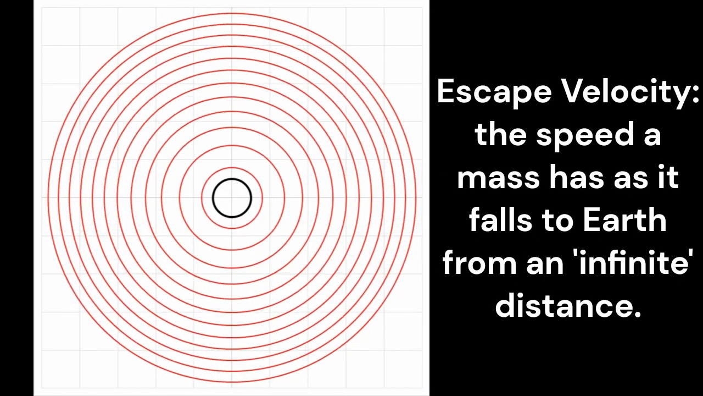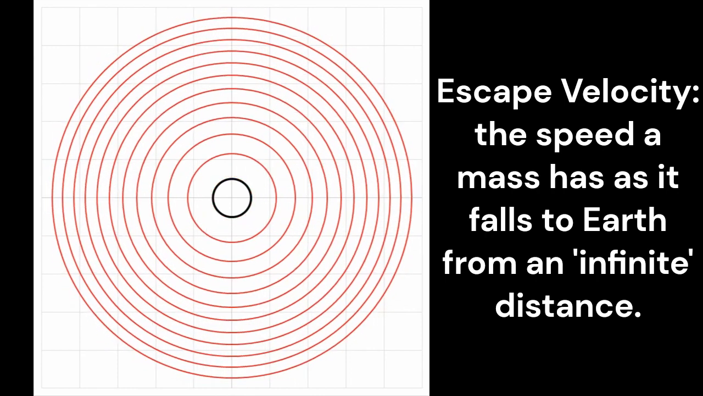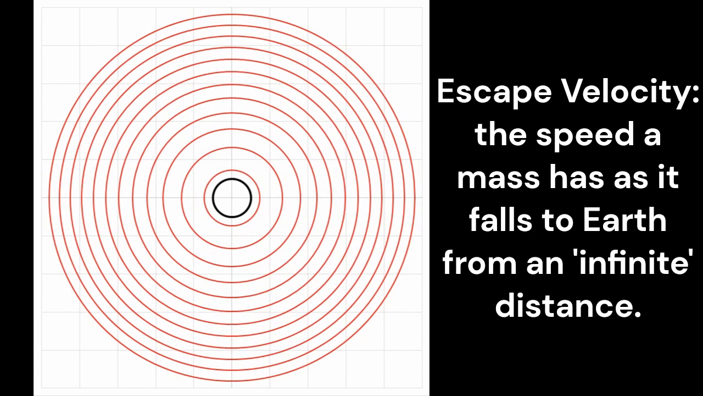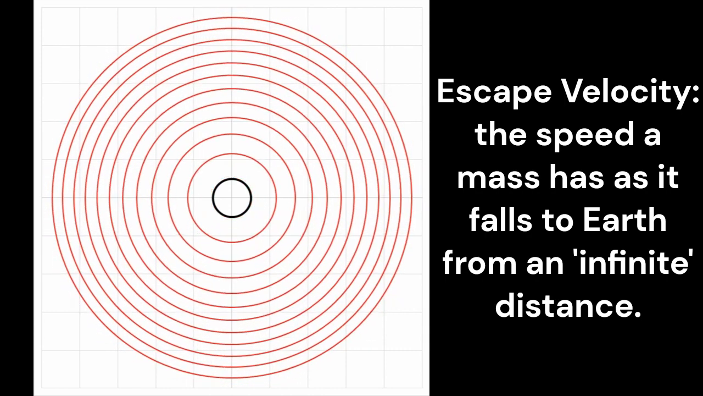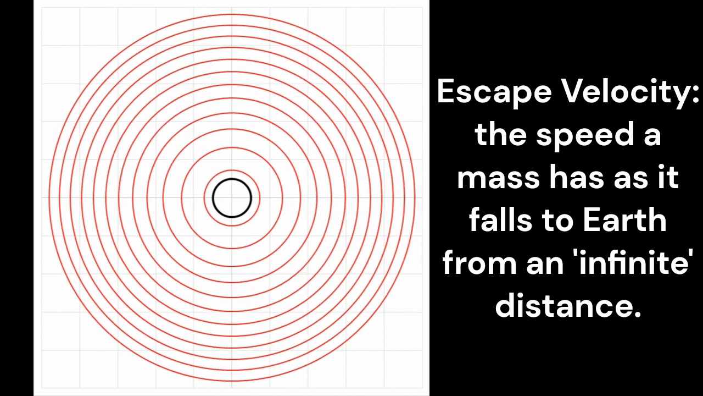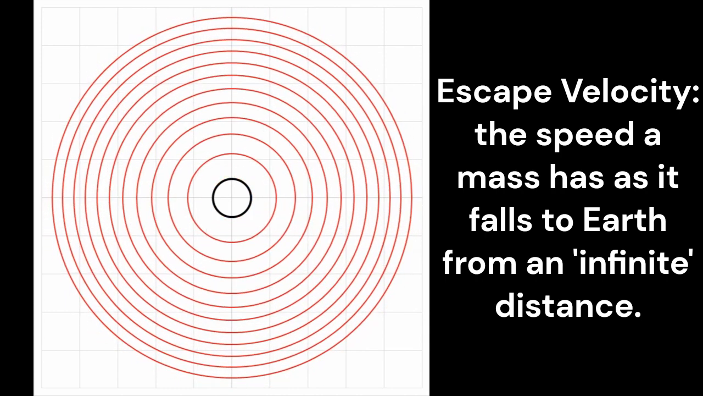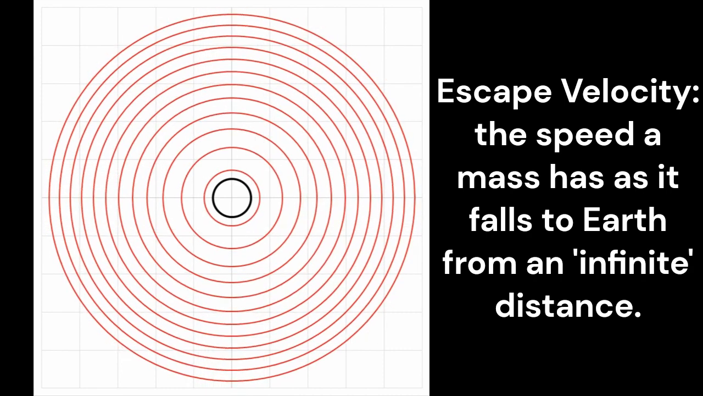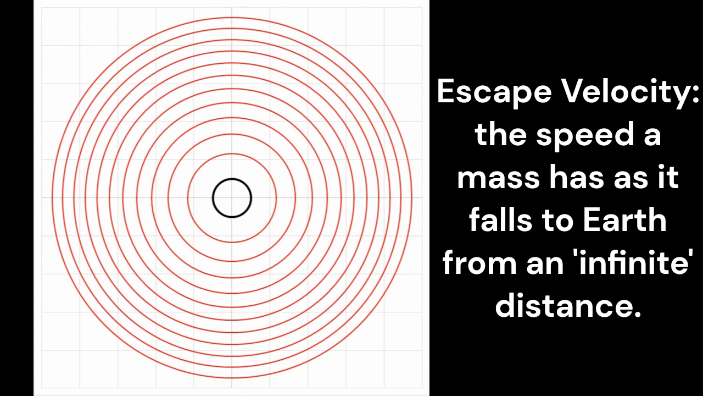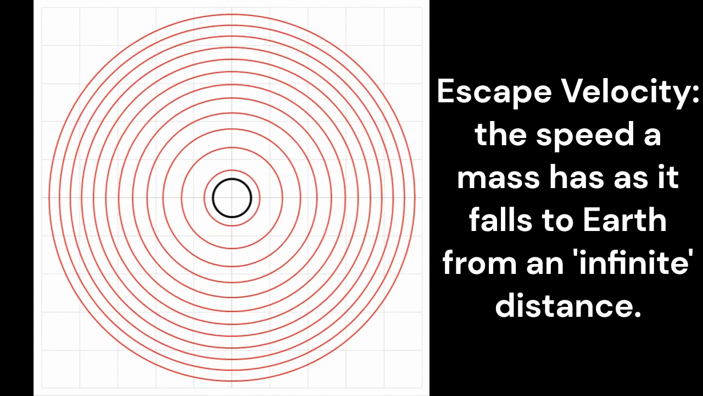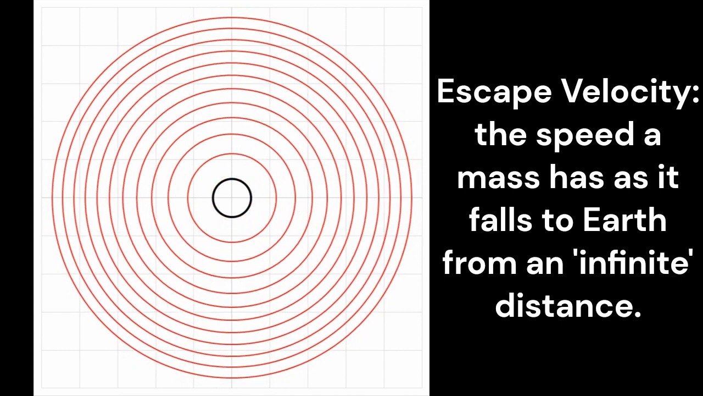Now let's switch gears and try a different thought experiment. Remember, again, escape velocity is the speed a mass would have if it fell to Earth from an infinite distance. And if you could put rings on it and watch it fall in, it would look something like this. That black circle in the middle is Earth. And these are rings of space falling to Earth at the escape velocity.